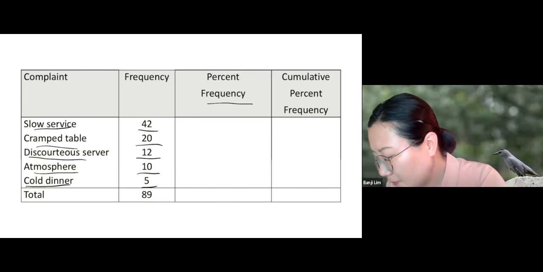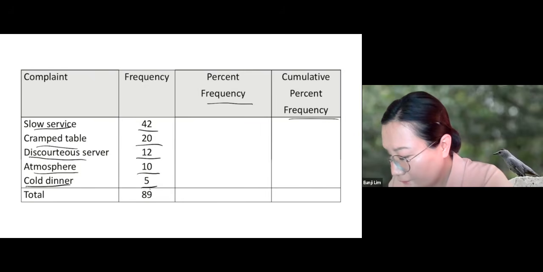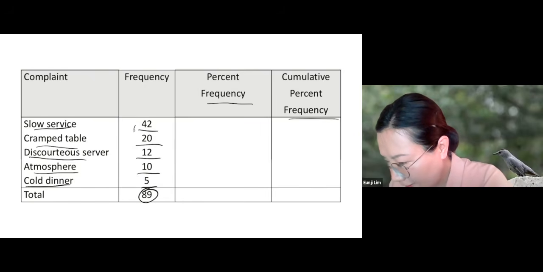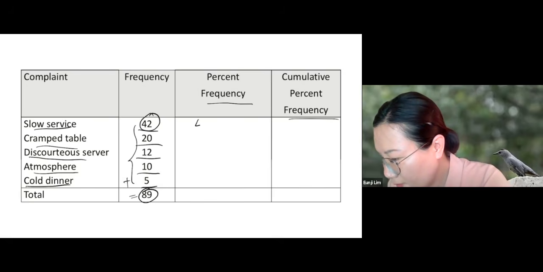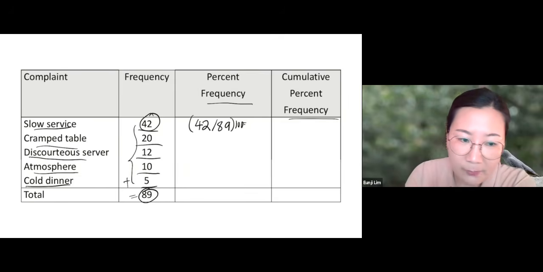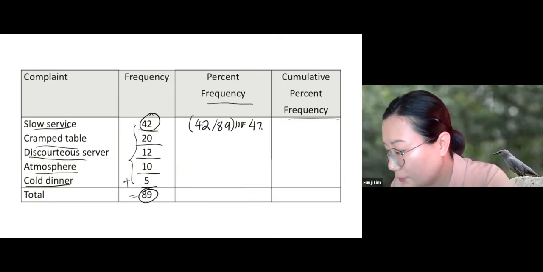Now we need to find the percent frequency and cumulative percent frequency. To find the percent frequency, first we need to find the total. So you add all the frequencies up, and you get 89. Now to compute the percent frequency, you take the frequency, which is 42, and divide it by the total, 89, times 100, because we want to make it a percentage, and that's 47.2%.